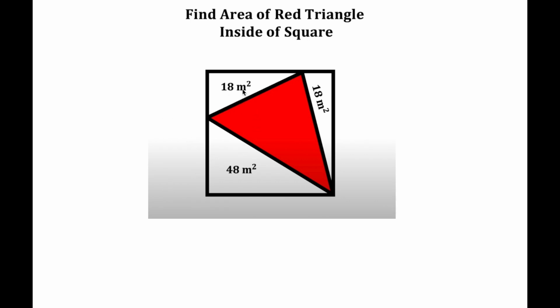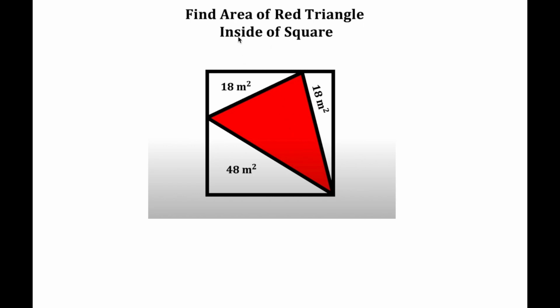Alright, so in this video, I'm going to be trying to find the area of the red triangle inside of the square. So this is the red triangle right here, and we want to find just the area of this. So we are given that this side of the red triangle is equal to 18 meters squared, this side is 48 meters squared, and this side is 18 meters squared.